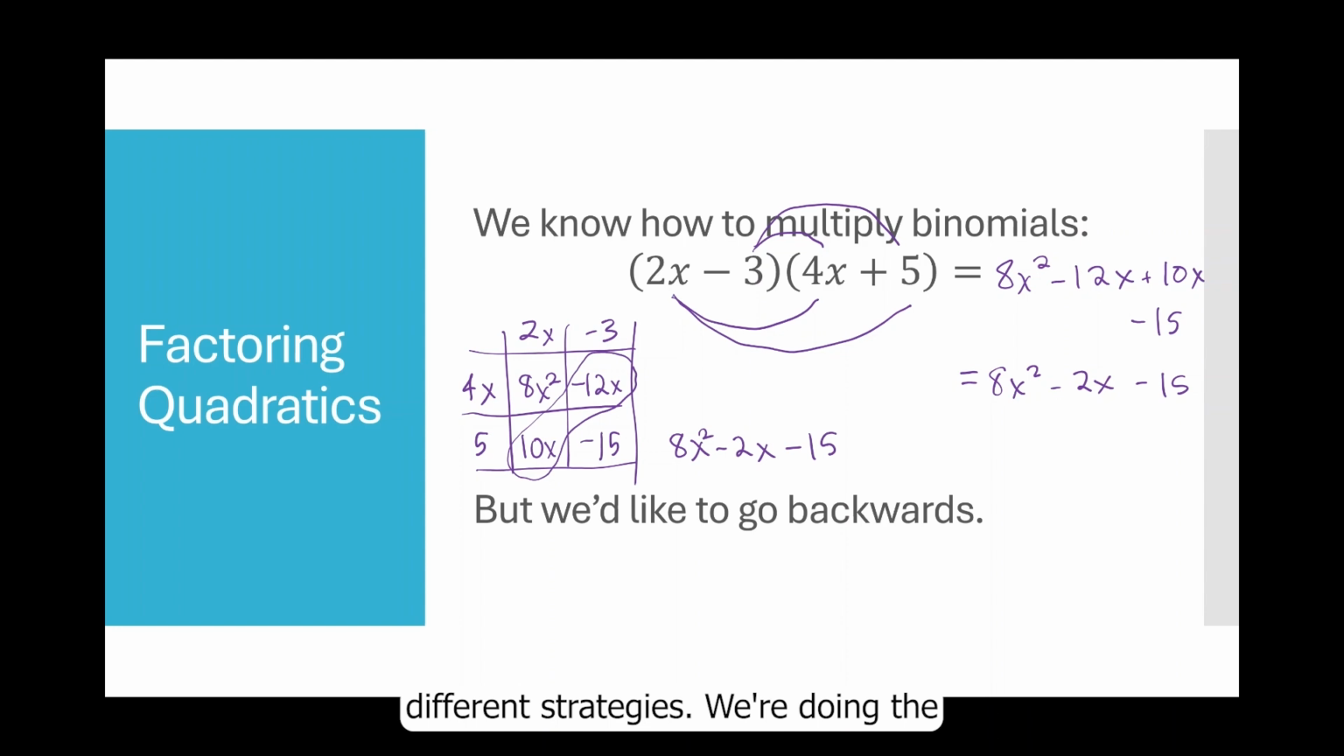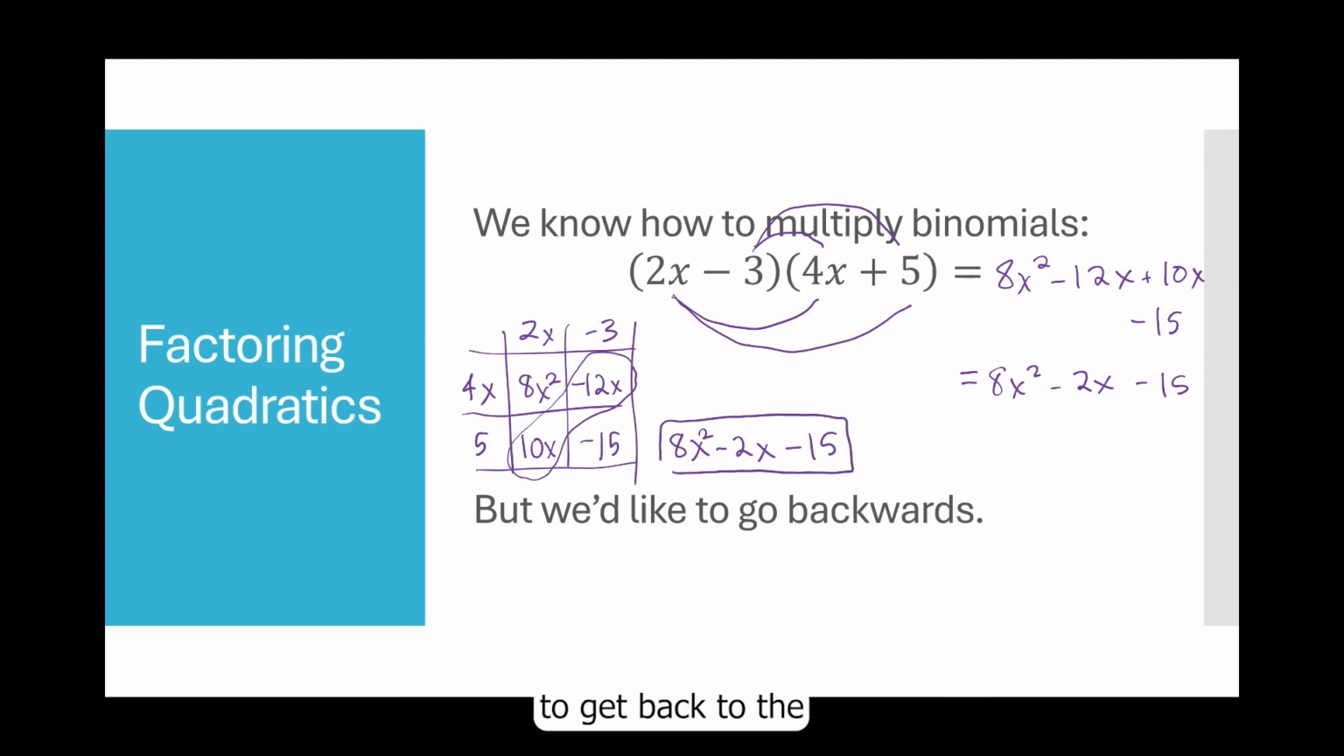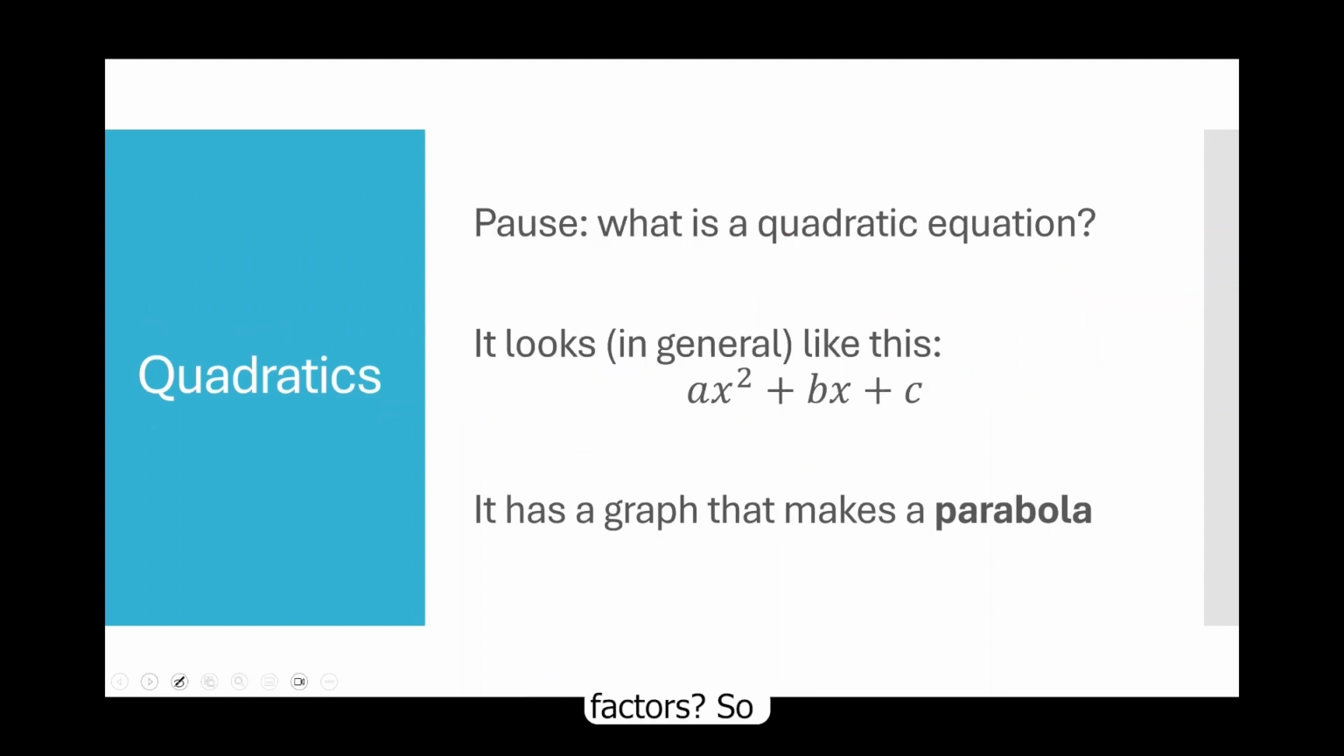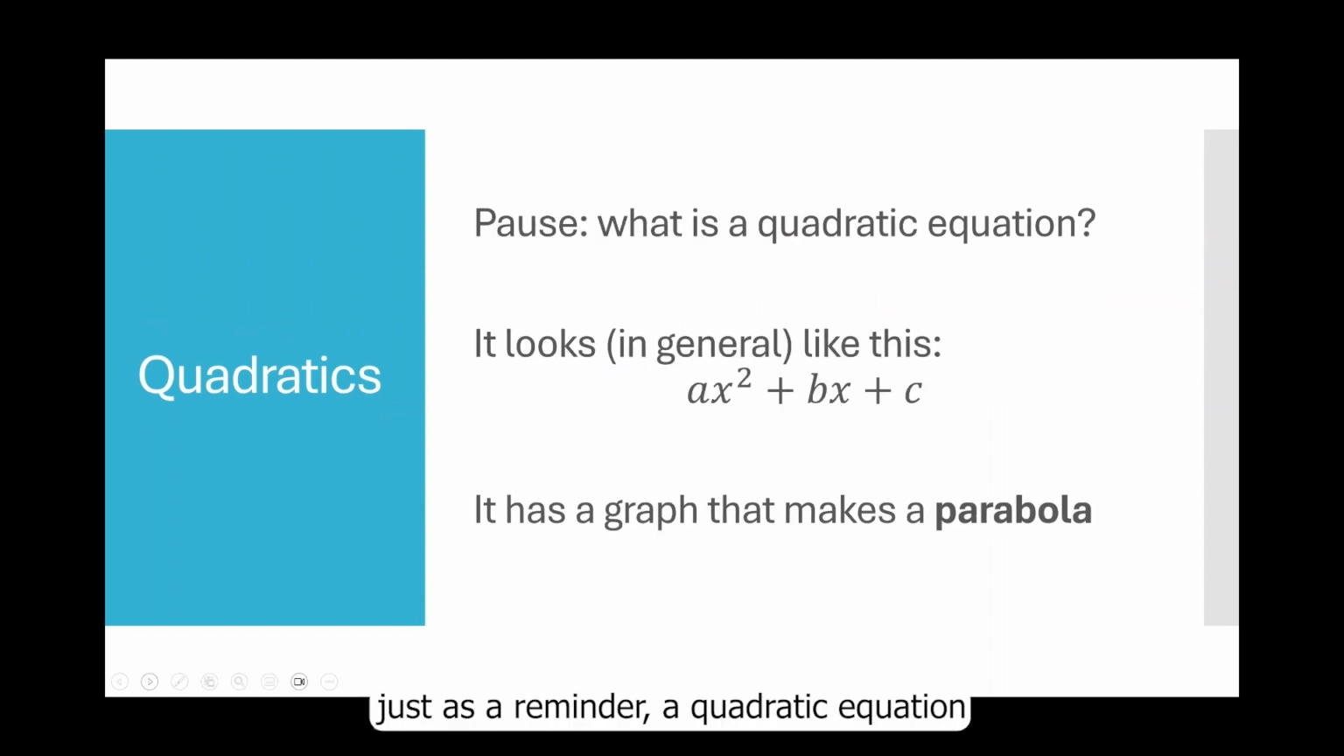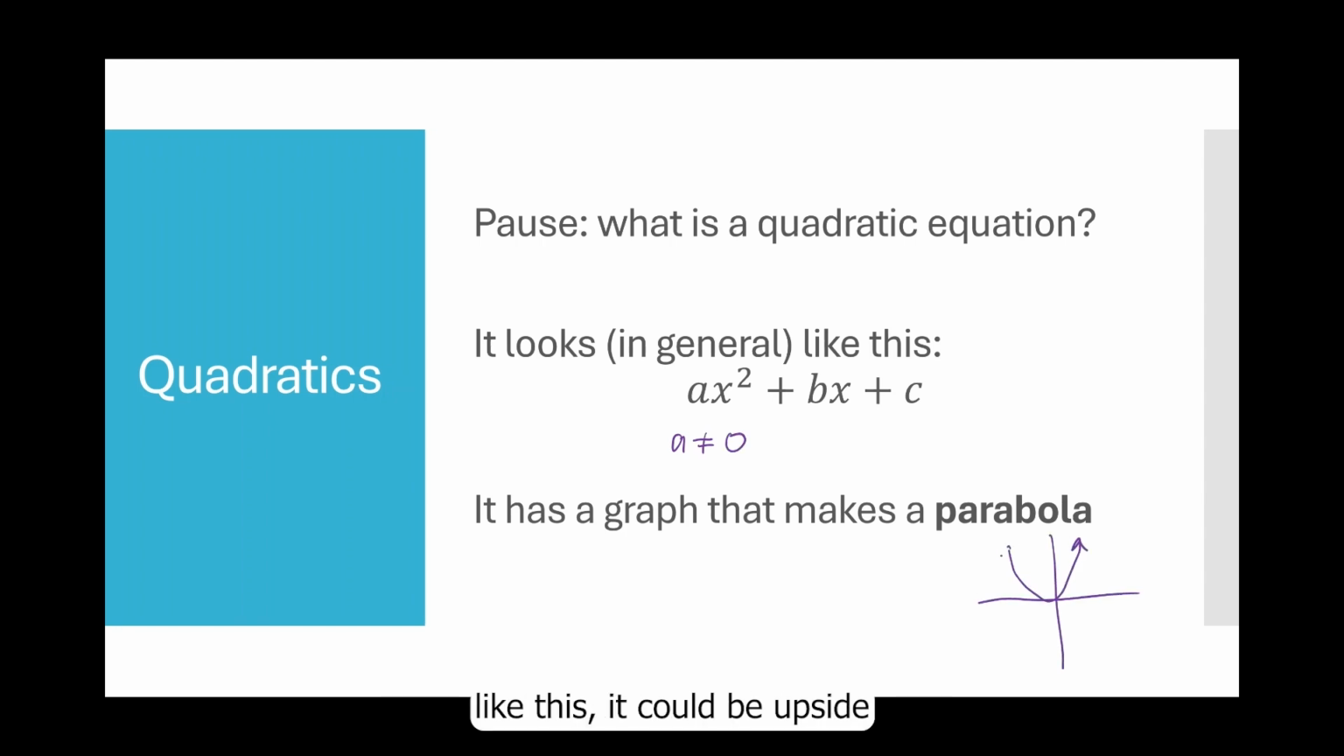Two different strategies. We're doing the same thing. But now we're going to swap this to try to go backwards. If we ended up with this quadratic expression, how could we undo that foiling we did to get back to the factors? So just as a reminder, a quadratic equation has the general form of ax squared plus bx plus c, where a is not equal to 0. And it makes a parabola shape. So kind of in general, like this, it could be upside down. It could be stretched really wide. A lot of those transformations can happen on it, but it has this general shape of that U.